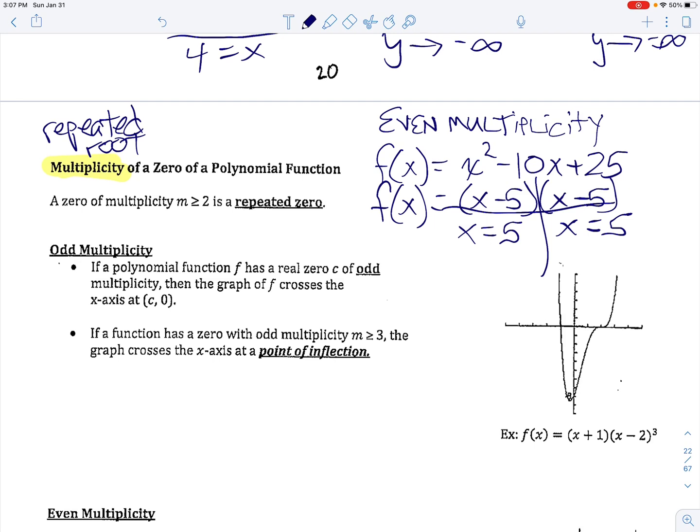If it's repeated twice, even multiplicity. If it's repeated 3 times, odd multiplicity. Repeated 4 times, even multiplicity. Repeated 5 times, odd multiplicity. Usually we do 2 and 3 here. Sometimes we'll see maybe 4, I forget, and maybe 5, but usually when a root is repeated here, it's either twice or 3 times.